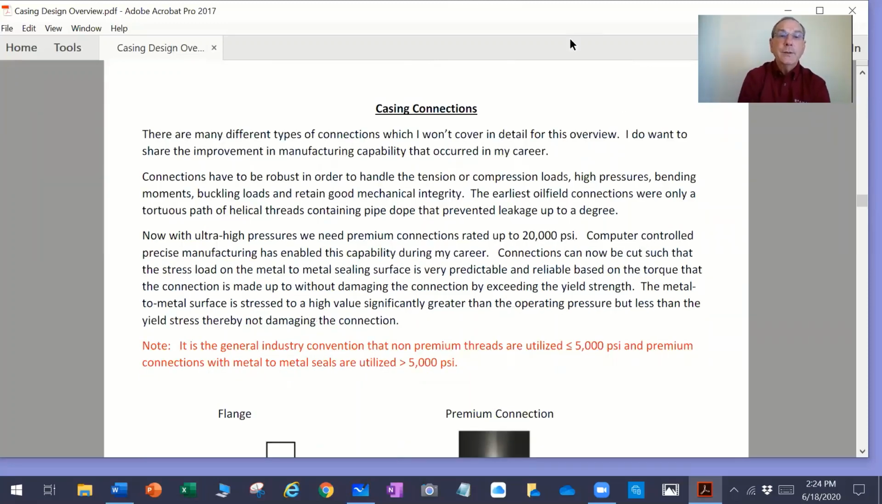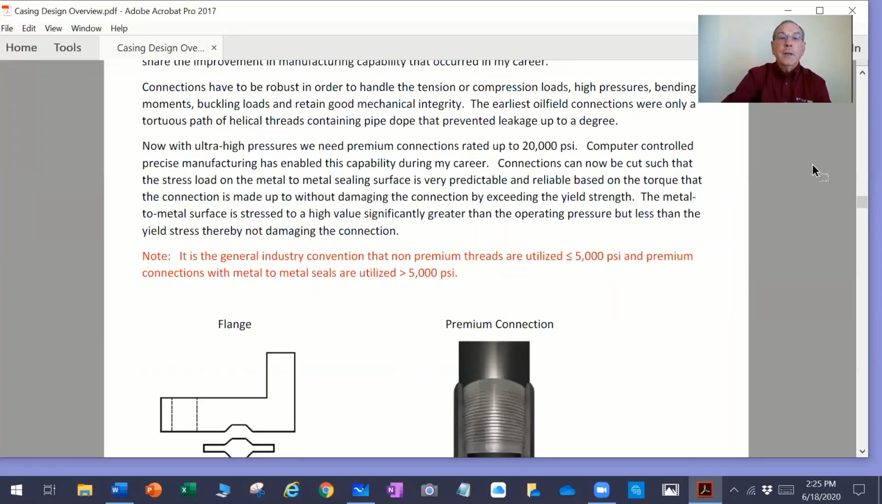Now, casing connections. There are many different types of connections, which I'm not going to cover in detail for this overview, but I do want to share a big improvement in a manufacturing capability that occurred in my career. Connections have to be robust in order to handle tension or compressional loads, high pressures, bending loads, bending moments, buckling loads, and retain good mechanical integrity.